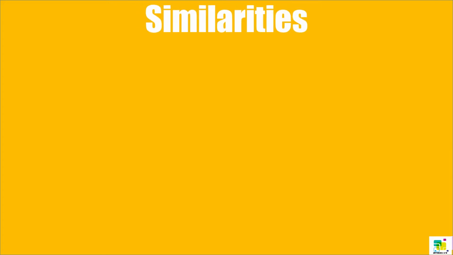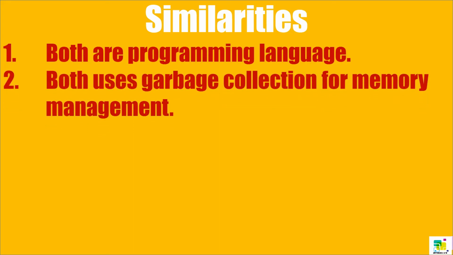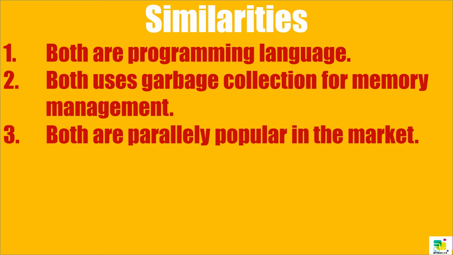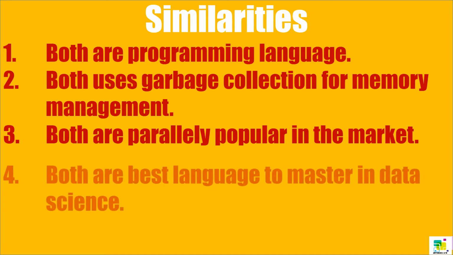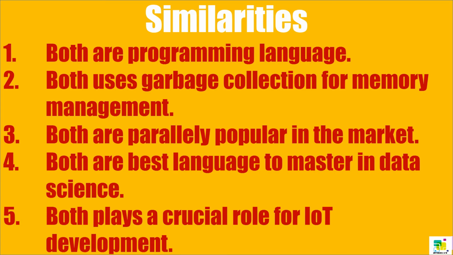Let's see some of the similarities of Java and Python. Both are programming languages. Both use garbage collection for memory management. Both are popular in the market. Both are best languages to master in data science. Both play a crucial role in IoT development.